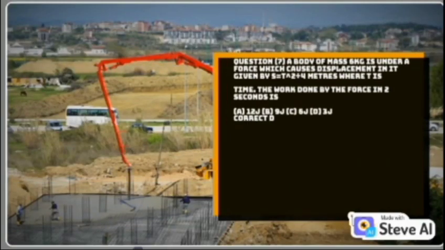Question 7. A body of mass 6 kilograms is under a force which causes displacement in it given by S equals t squared divided by 4 meters, where t is time. The work done by the force in 2 seconds is: A. 12 J. B. 9 J. C. 6 J. D. 3 J.